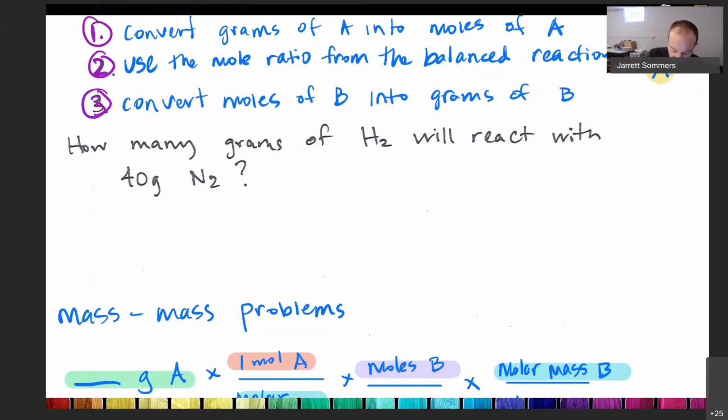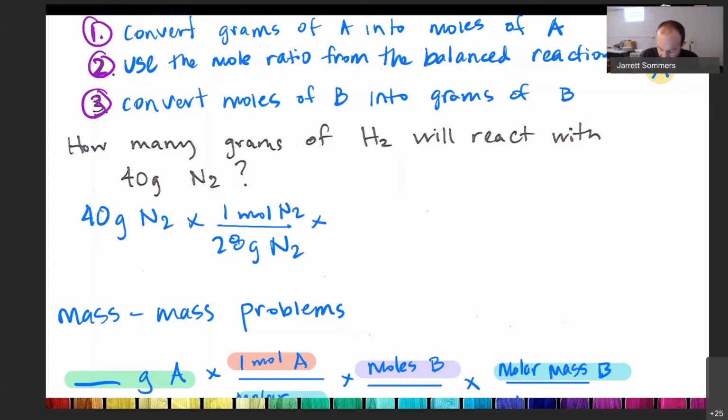What you're given first is 40 grams of nitrogen, N2. I'll go faster because I think we know what we're doing now. With 40 grams of nitrogen, the first step is to convert grams of A into moles of A. Use the periodic table. We already did this in the last problem. The molar mass of nitrogen is 28 grams of nitrogen per mole of nitrogen. Again, that came from the periodic table. I added the molar mass of 2 nitrogens.